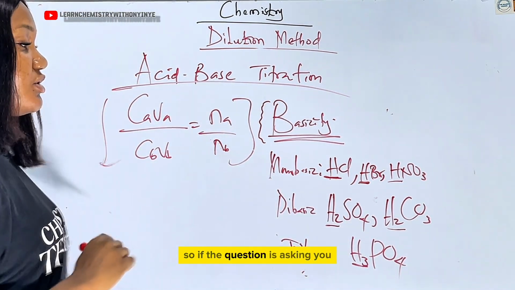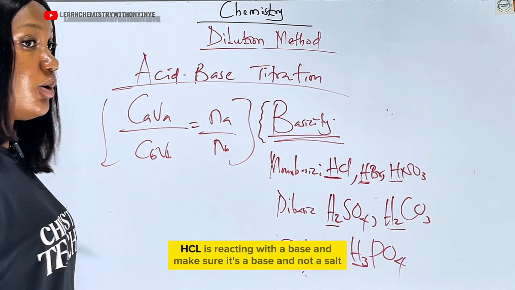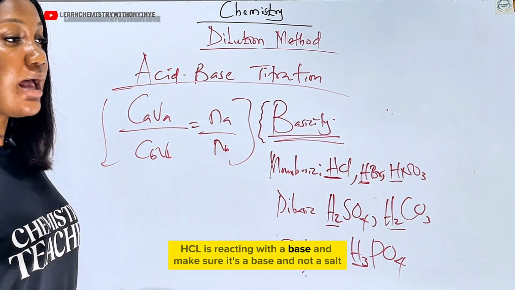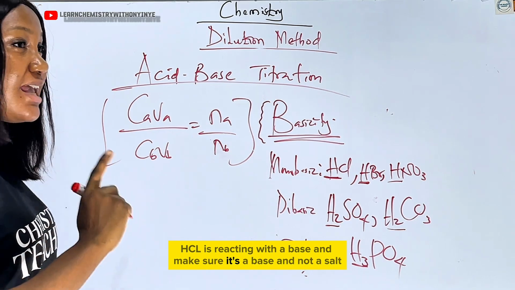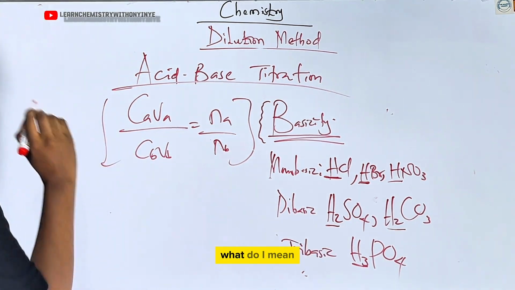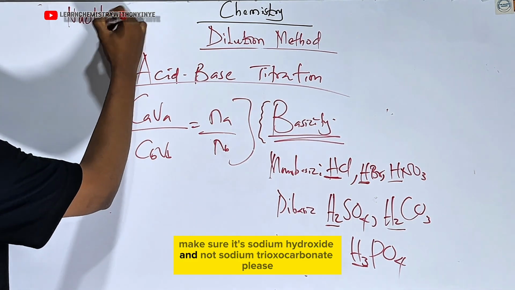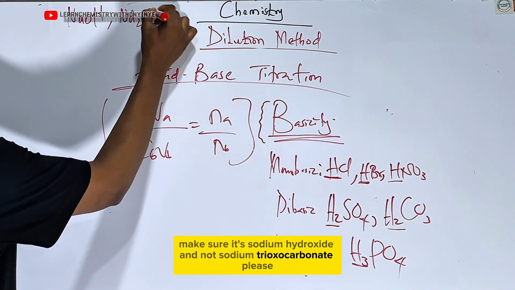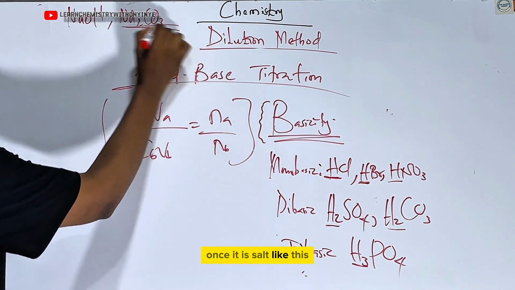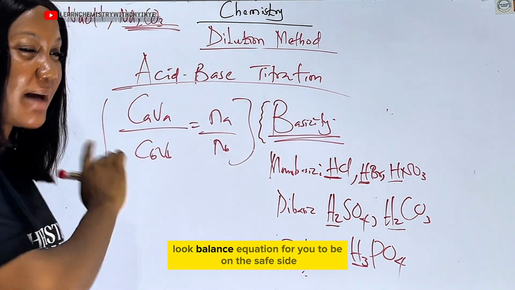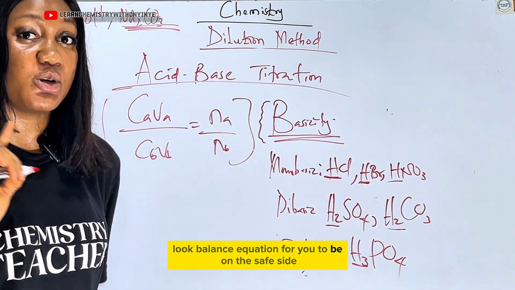So if the question is asking you, HCl is reacting with a base, and make sure it's a base and not a salt. What do I mean? Make sure it's sodium hydroxide and not sodium trioxocarbonate. Please, once it's a salt like this, look, balance the equation for you to be on the safe side.